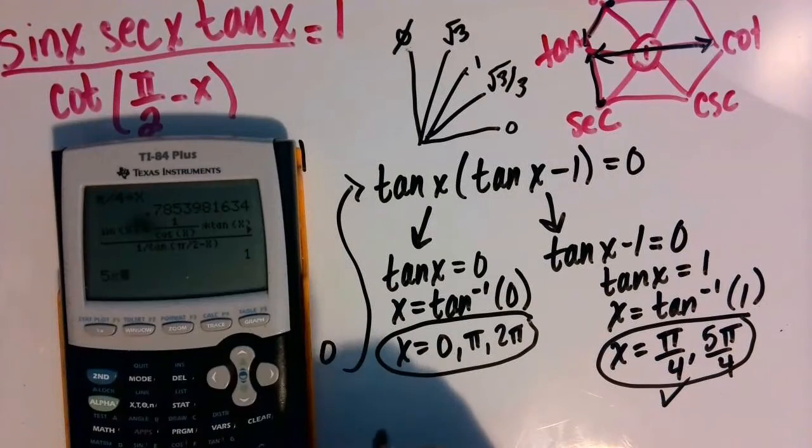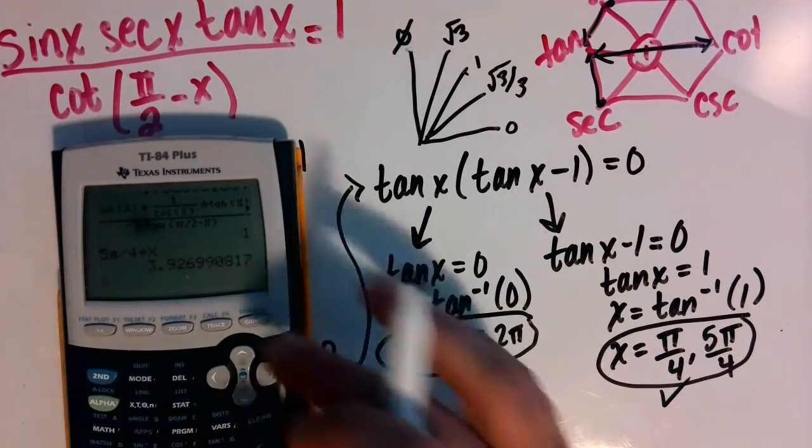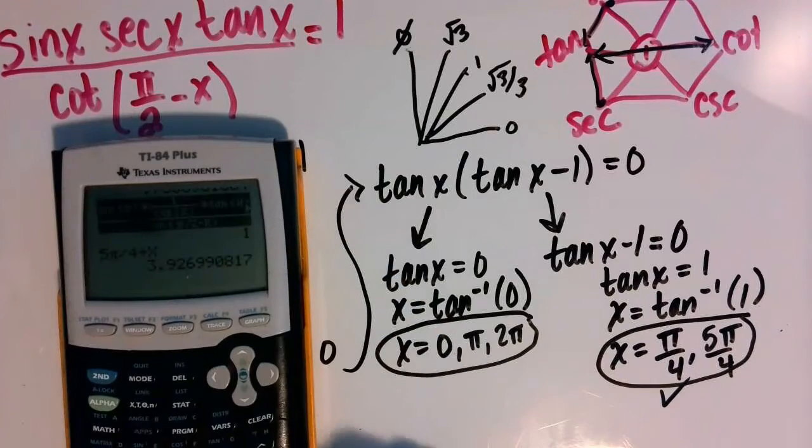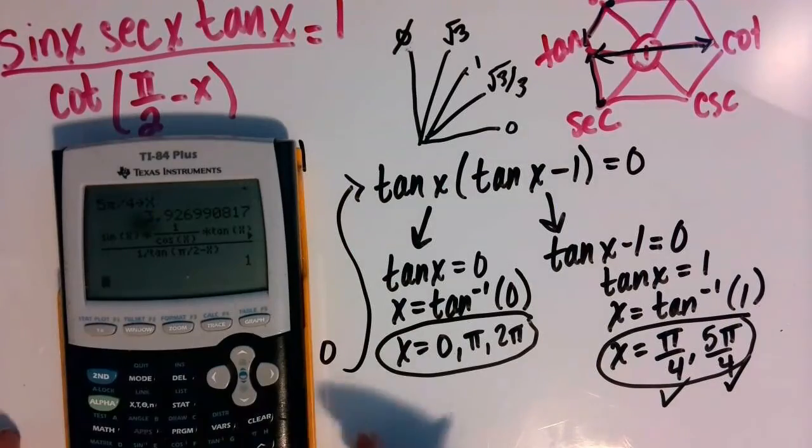Now we're going to look at 5 pi over 4. So we'll store that as x, then we'll arrow up to that equation and copy it down so we don't have to type it again. Press enter, we get a 1, so 5 pi over 4 also checks.